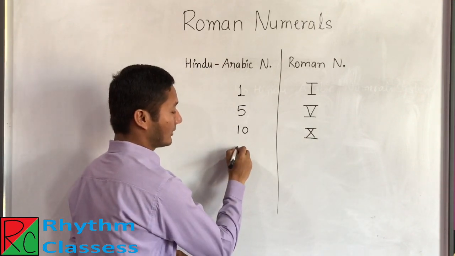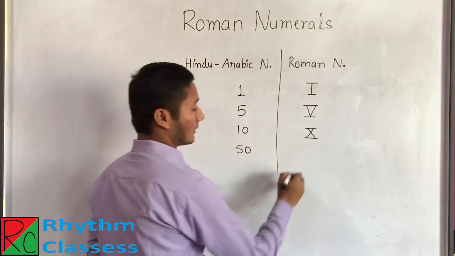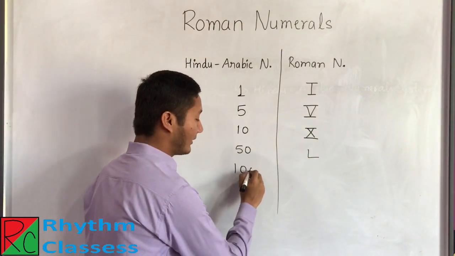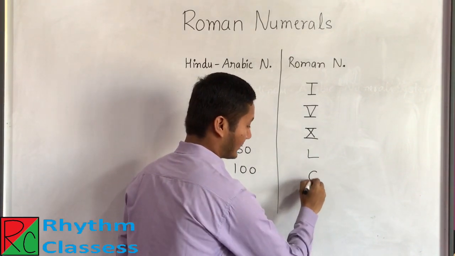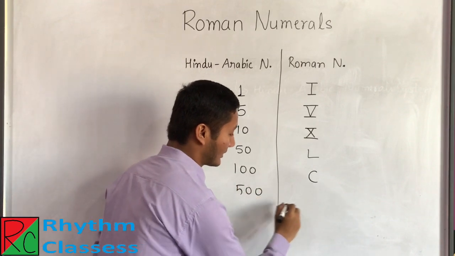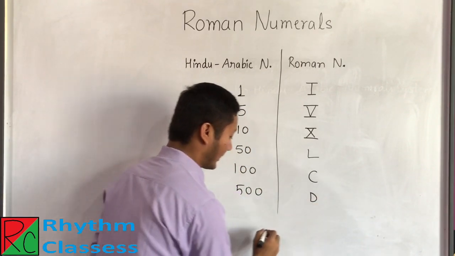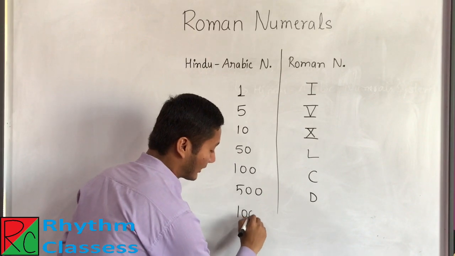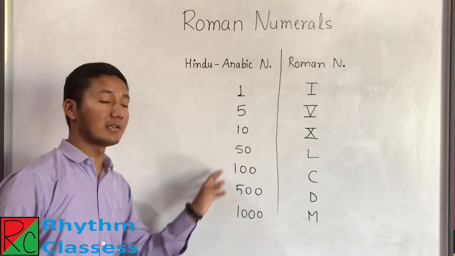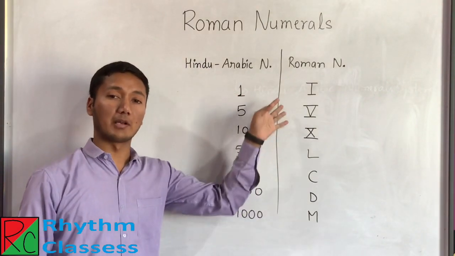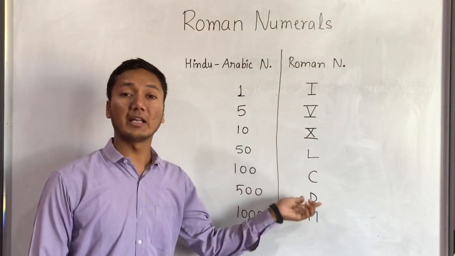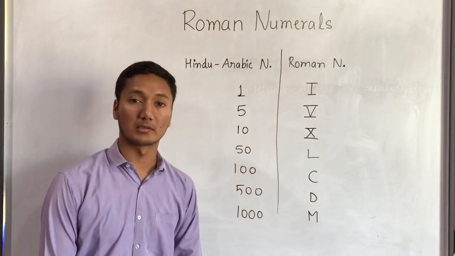For representing 50, the Roman numeral is L. For representing 100, C. For representing 500, D. And for representing 1000, M. These are the 7 different symbols in Roman numbers. Now you need to learn all the symbols for reading and writing the Roman numerals.